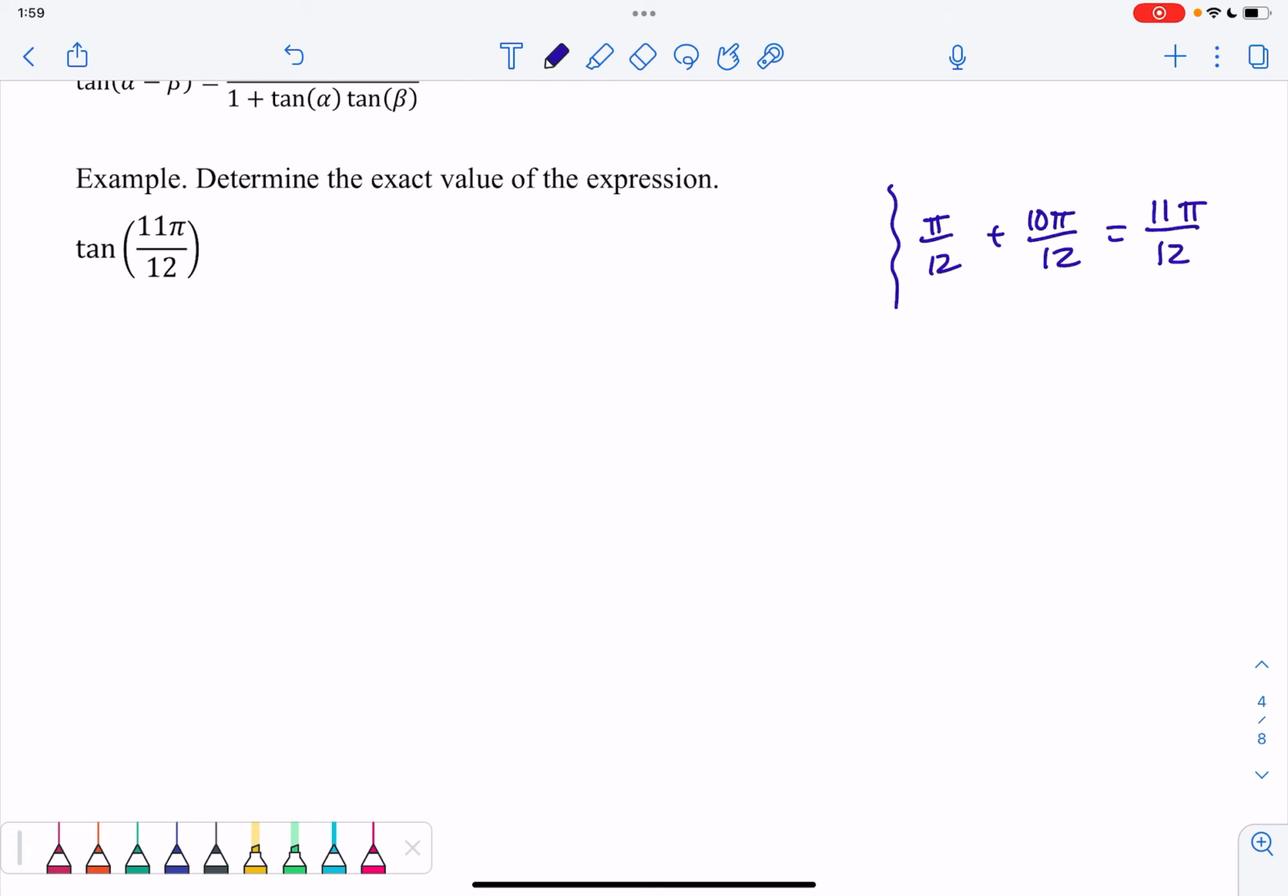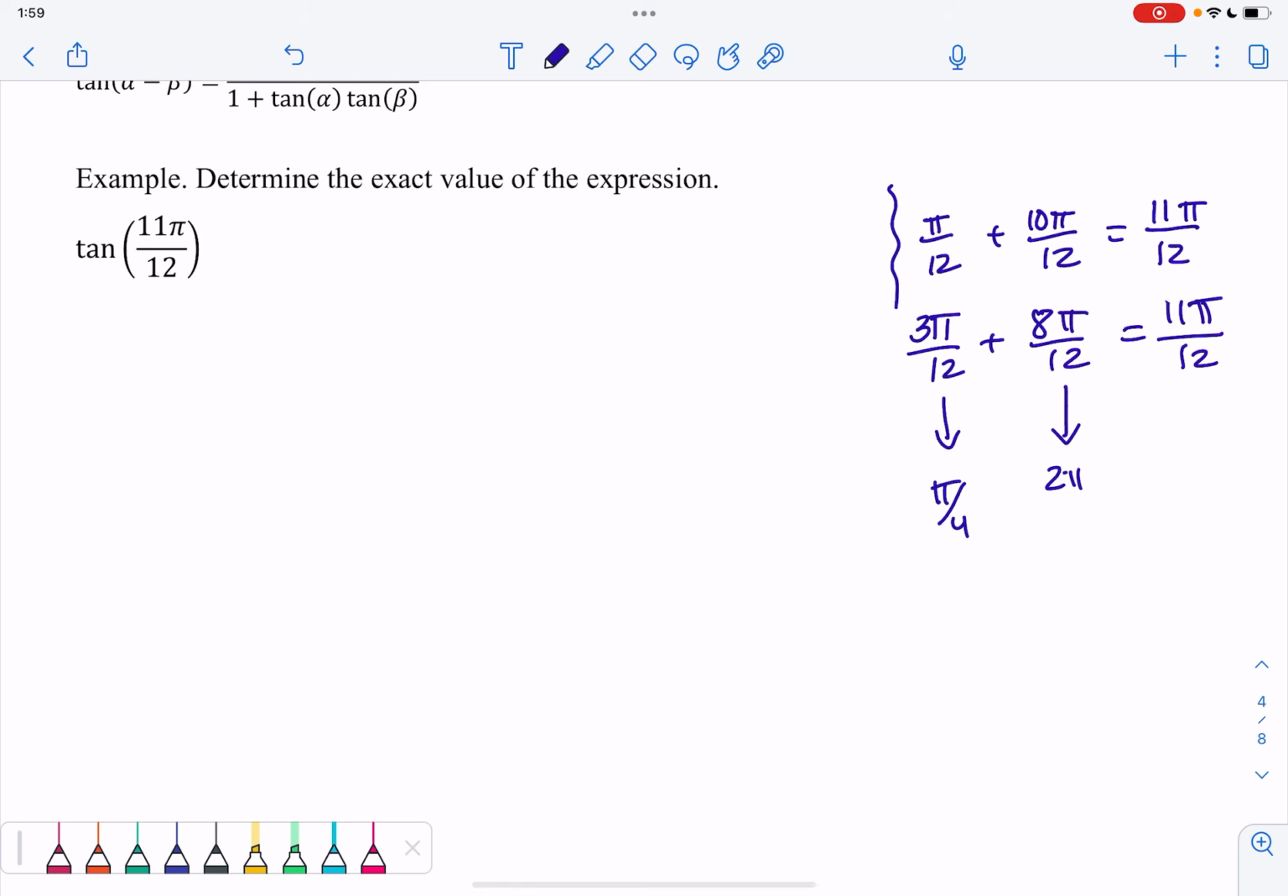So we try something else. Maybe we try 3 pi over 12 plus 8 pi over 12. So we know this equals 11 pi over 12. But again, only helpful if each of these corresponds to an angle that we actually know something about on the unit circle. So 3 pi over 12 is pi over 4, and 8 pi over 12 is 2 pi over 3. Both of those are known angles on our unit circle. Okay, so we get one here and one there.